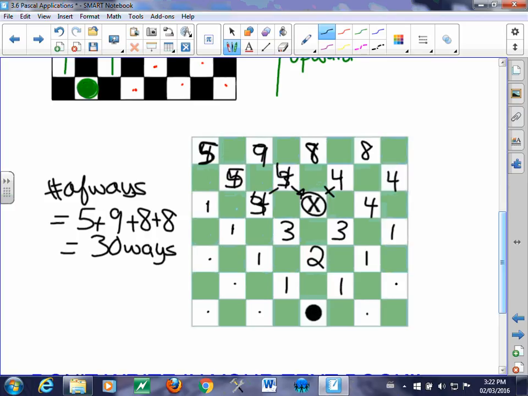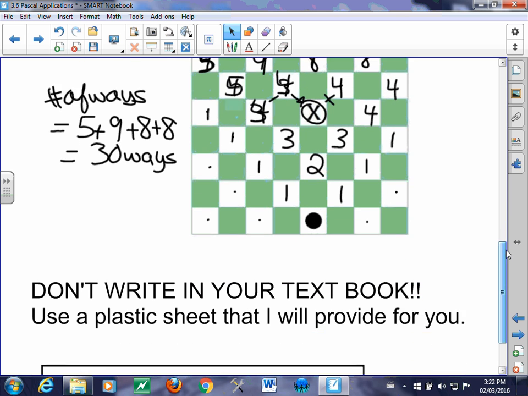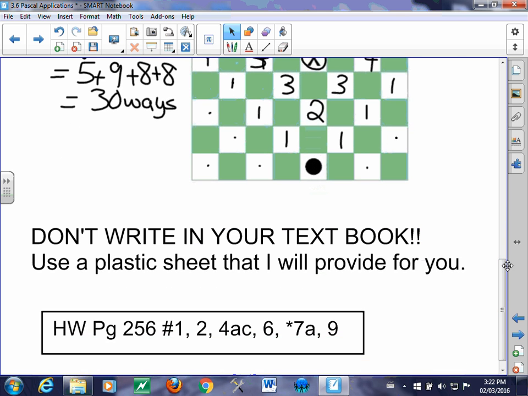Okay. So, ladies and gentlemen, you have lots of examples in the textbook that are all visual like this. Please do not write in your textbook. I will give you a plastic sheet and let you borrow an overhead marker so that you can just overlay it over top of the question so you don't have to draw the whole thing. Okay, so please do not write in your textbook like these examples. I'll give you a plastic sheet.